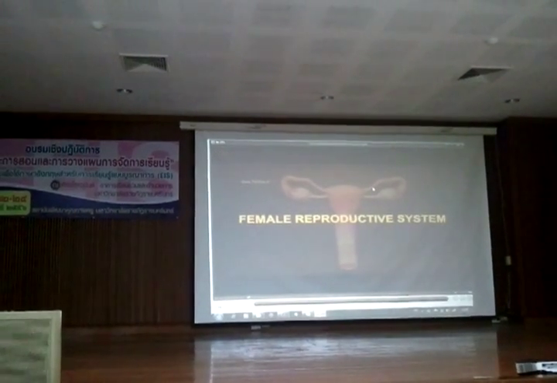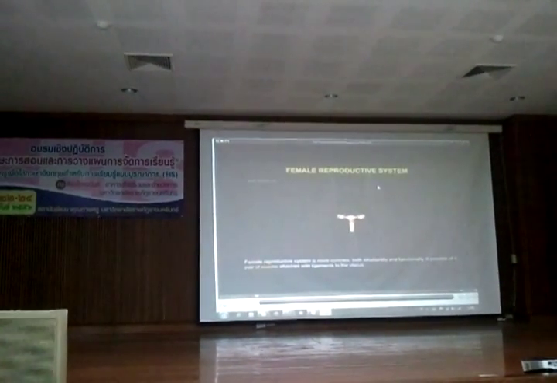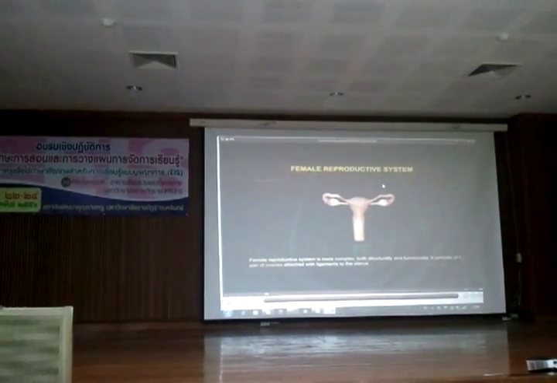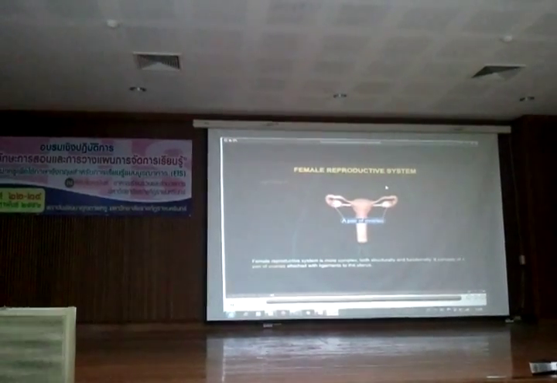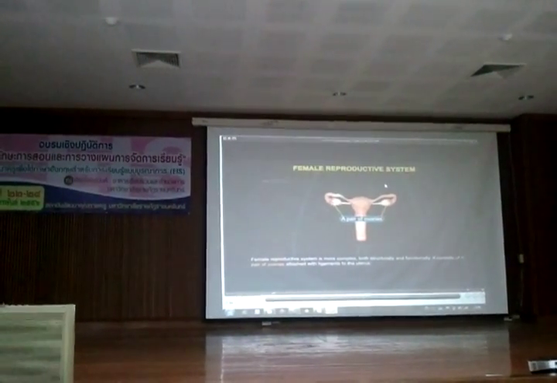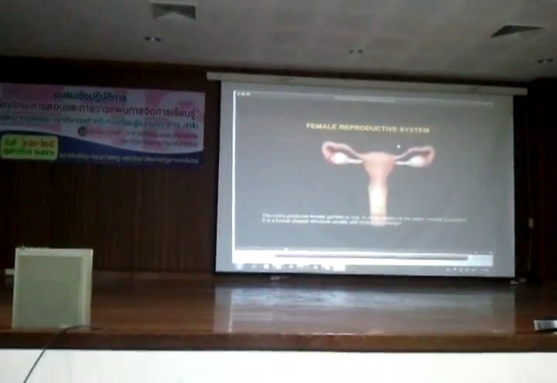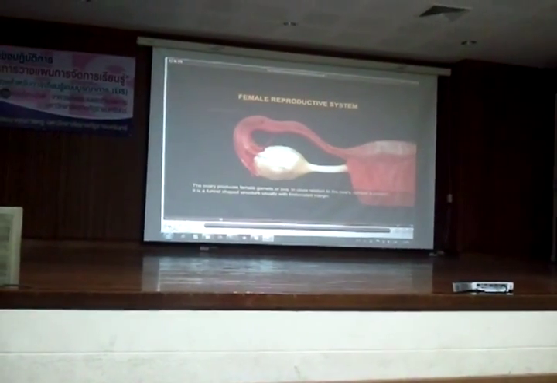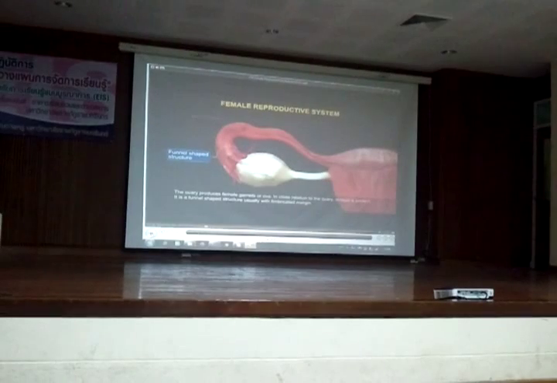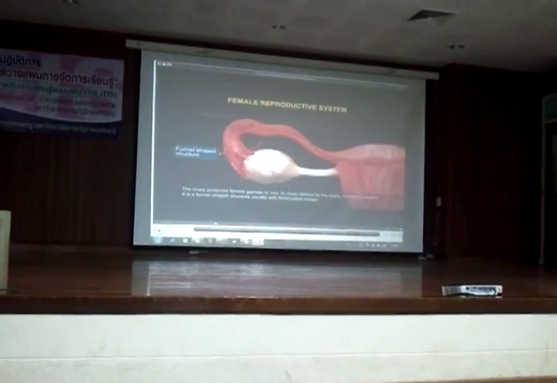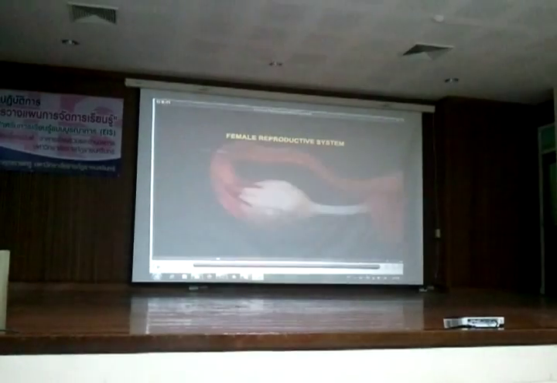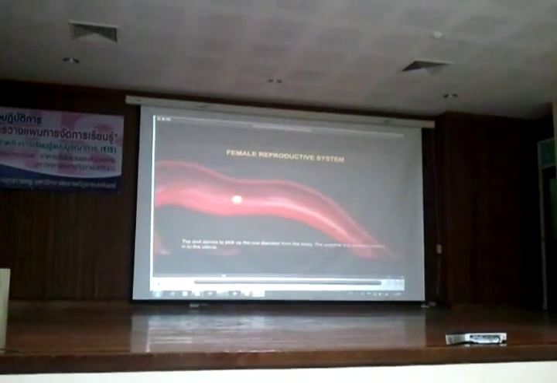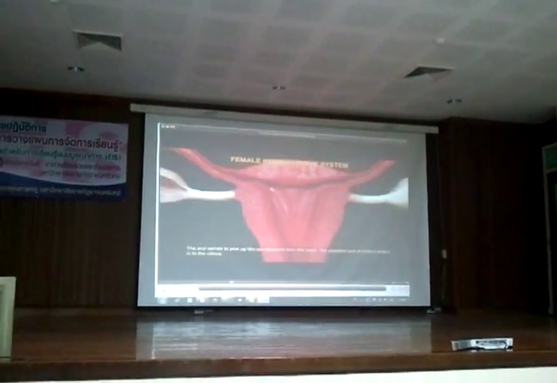Female reproductive system. Female reproductive system is more complex, both structurally and functionally. It consists of a pair of ovaries attached with ligaments to the uterus. The ovary produces female gametes or ova. In close relation to the ovary, oviduct is present. It is a funnel-shaped structure, usually with imbricated margin. The end serves to pick up the ova liberated from the ovary. The proximal end of oviduct enters into the uterus.